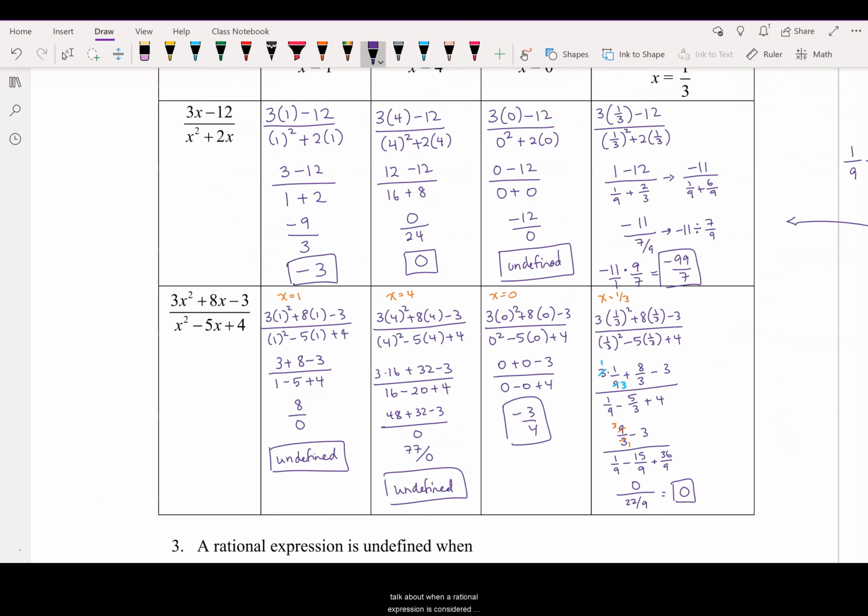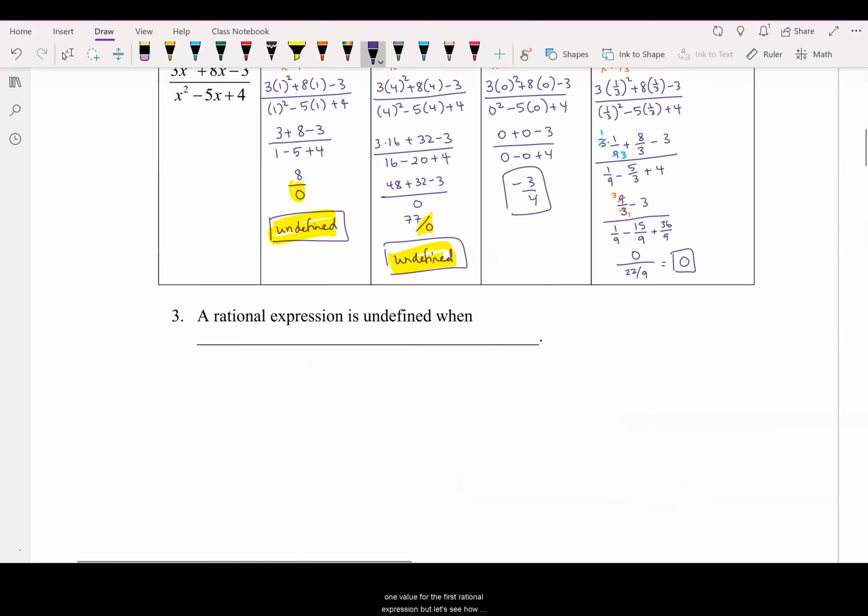For all of these examples that we just did, plugging in these numbers, when do we see undefined come up? Well, we see undefined here, and here, and here. What do these three examples have in common? We're dividing by 0 for each one. So we say a rational expression is undefined when the denominator is 0. We will talk about when a rational expression is considered undefined.